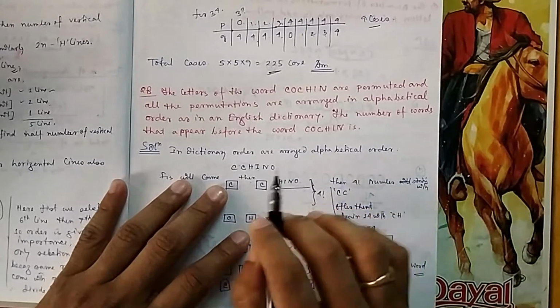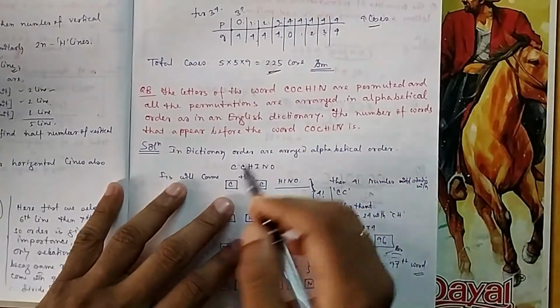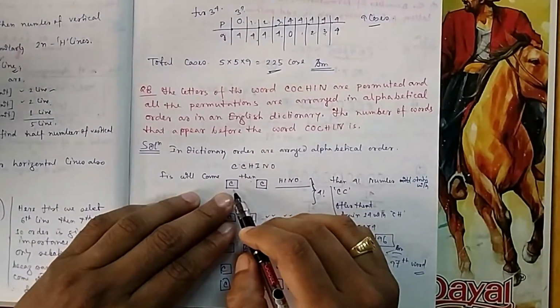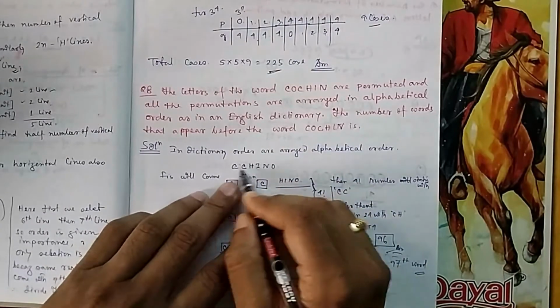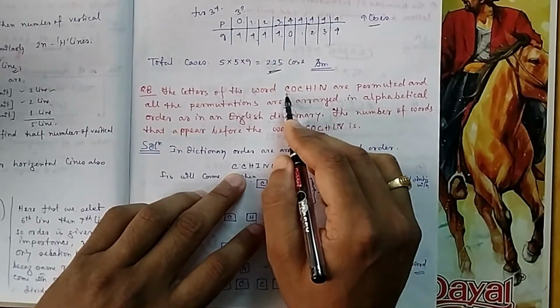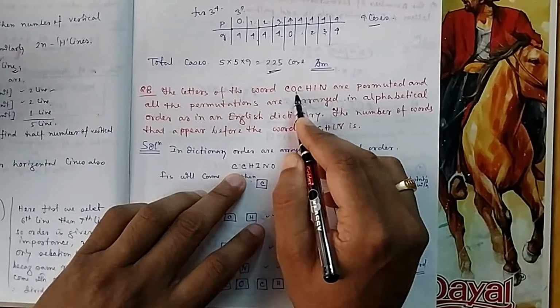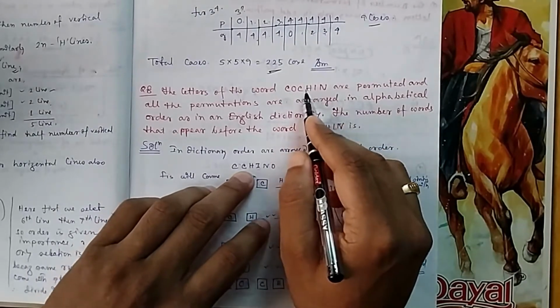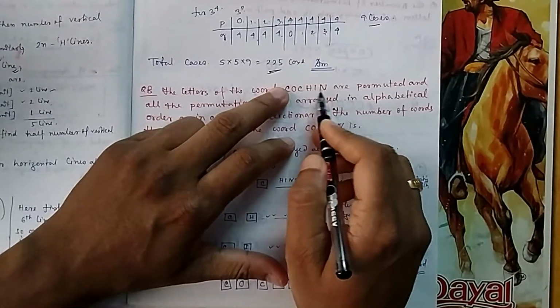So in a dictionary, this is always ordered in alphabetical order. The first alphabet will come first. So in Cochin, the first letter is C. So what you will do, you start to write how it will be. The first letter will be C. Out of this O, C, H, I, N, which one comes first? C. So next C, it is gone now. Now H, I, N, O.